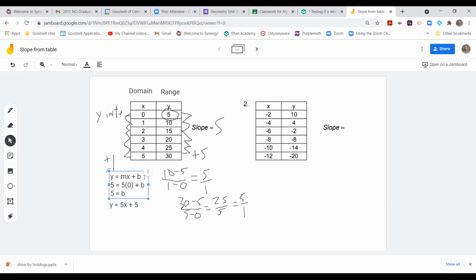So just because you have a table, it's exactly like when you write an equation from 2 points, right? Because you always have to find the slope first anyway. And we could have picked any of these ordered pairs here and done this substitution and still gotten the same answer. Questions about that?